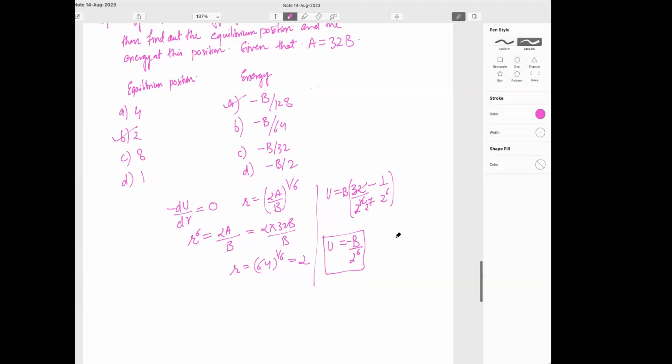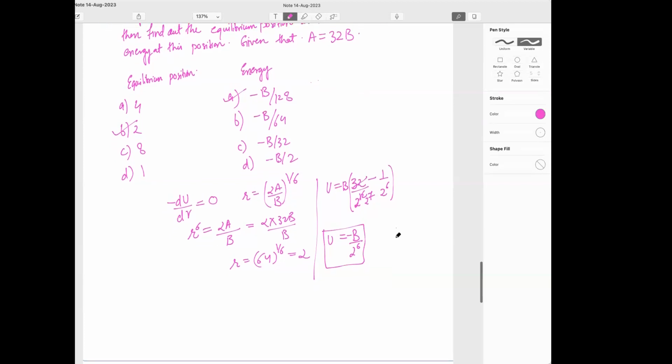1 by 2 minus 1, which is half. Another 2 will be there in the denominator, because we are taking 1 by 2 to the power 6 common. So that is 128.